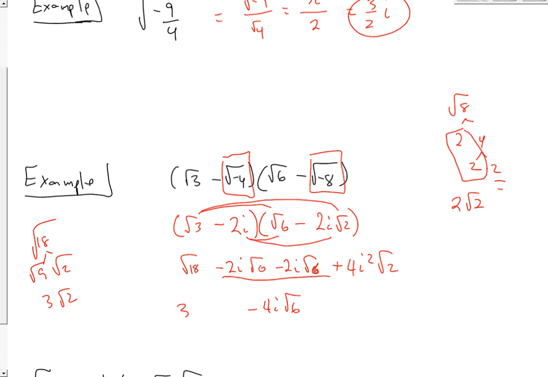So I've got 3 times the square root of 2 minus 4i times the square root of 6 plus, oh, actually, that's not going to be plus, but the i squared here is a negative 1, so that's 4 times negative 1, which is negative 4. So that's going to be minus 4 times the square root of 2.